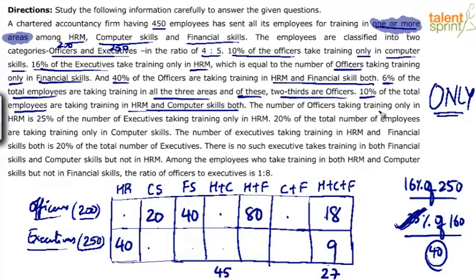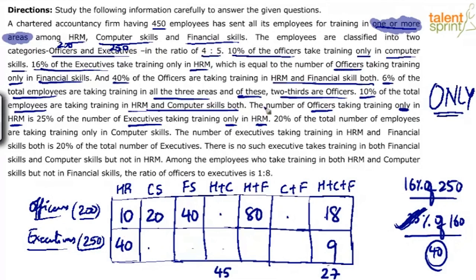The number of officers taking training only in HRM is 25% of the number of executives taking training only in HRM. So officers in HRM is this. This is equal to 25% of those executives who are taking only HRM. So how many executives are in only HRM? 40. The number of officers is 25% of 40. Able to follow? So 25% of 40. What is 25% of 40? 10.